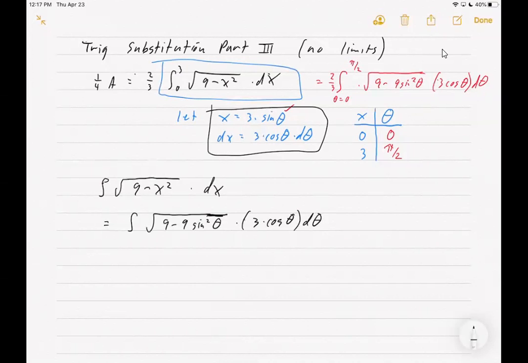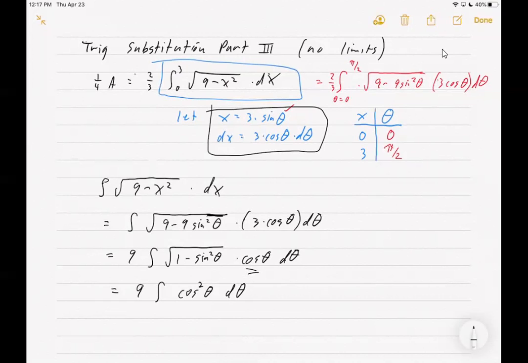Okay, so now we can draw a factor of 3 out of the square root, and we have another factor of 3, so that brings a 9 out to the front. When we take all the constants out, we're left with the square root of 1 minus sine squared of theta times cosine theta d theta. Hopefully you remember that 1 minus sine squared is cosine squared, and we take the square root of that. So we end up with 9 times the integral of cosine theta times the second cosine theta, so that's a cosine squared of theta d theta.